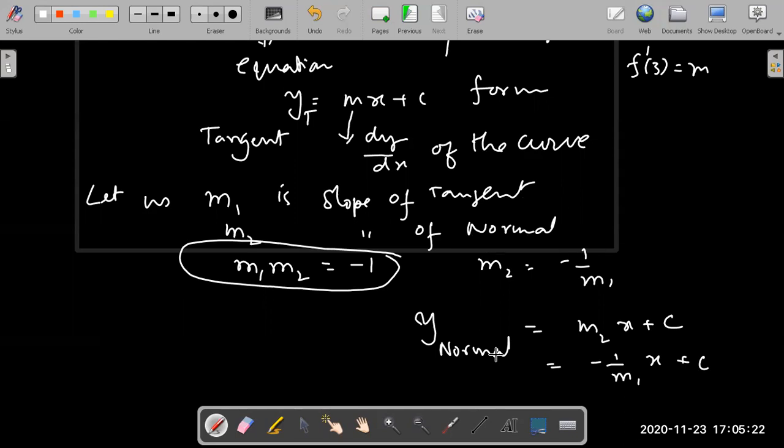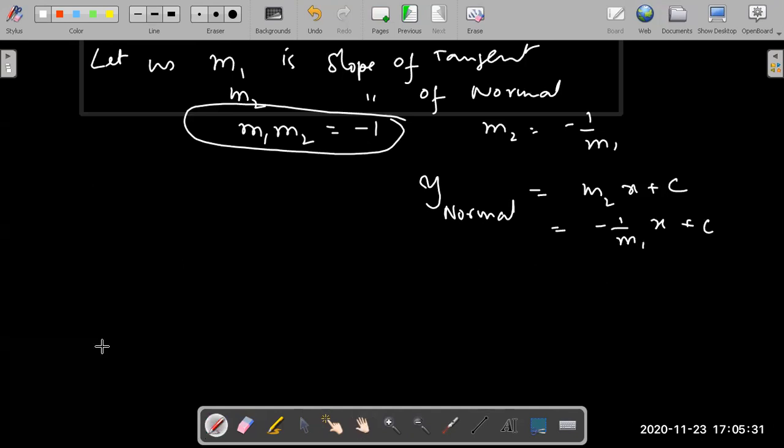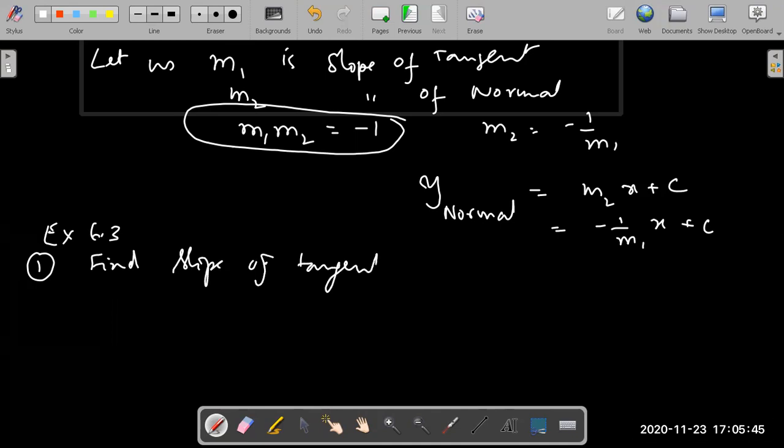Okay, sir. I'm going with the first question in exercise 6.3. So the first question is, find the slope of the tangent to the curve y is equal to 3x to the power of 4 minus 4x at, this is important, at x equal to 4. That means you differentiate first and substitute x equal to 4.